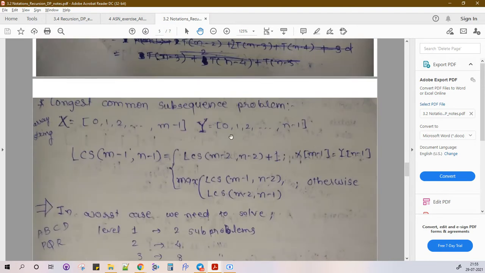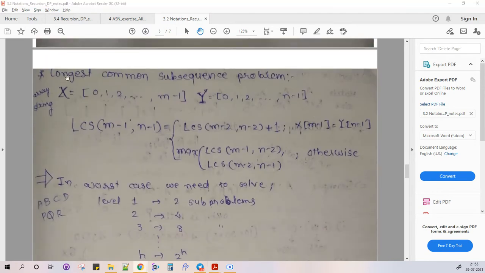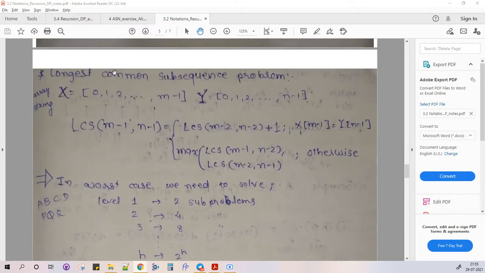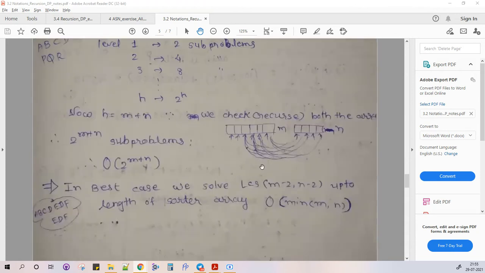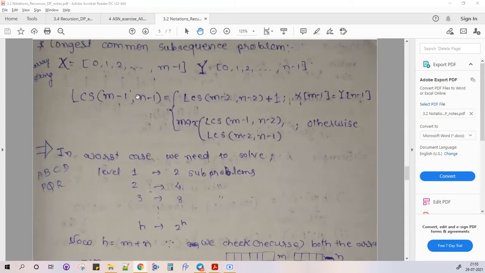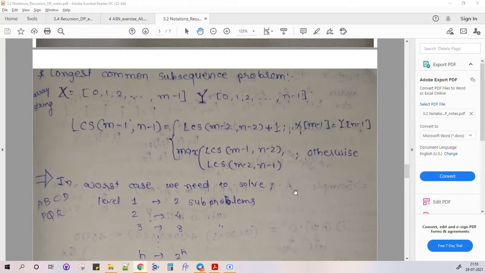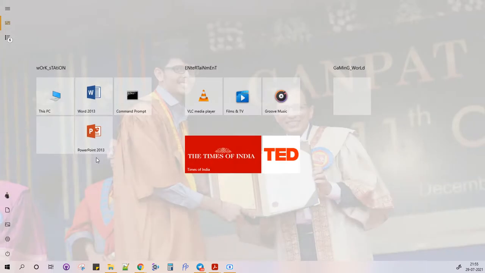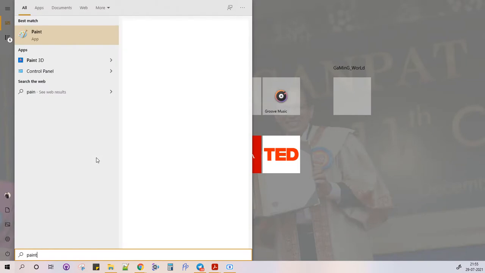Having said that, let's see some problems that we have. This longest common subsequence problem was asked, I guess, in the mid sem also. We were given two strings or two arrays, and we want to find the longest common subsequence. So it is nothing but, let's have our beautiful tool, Paint.